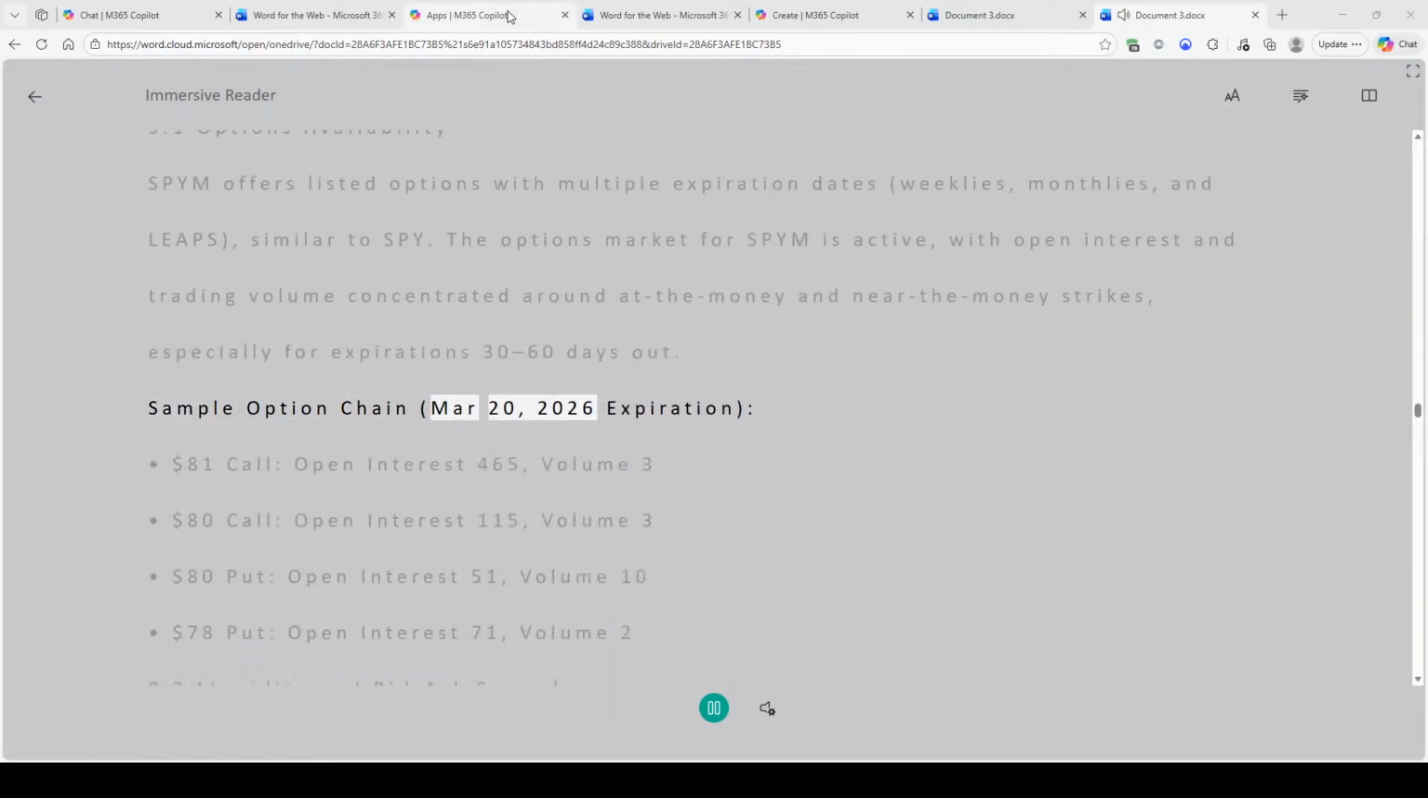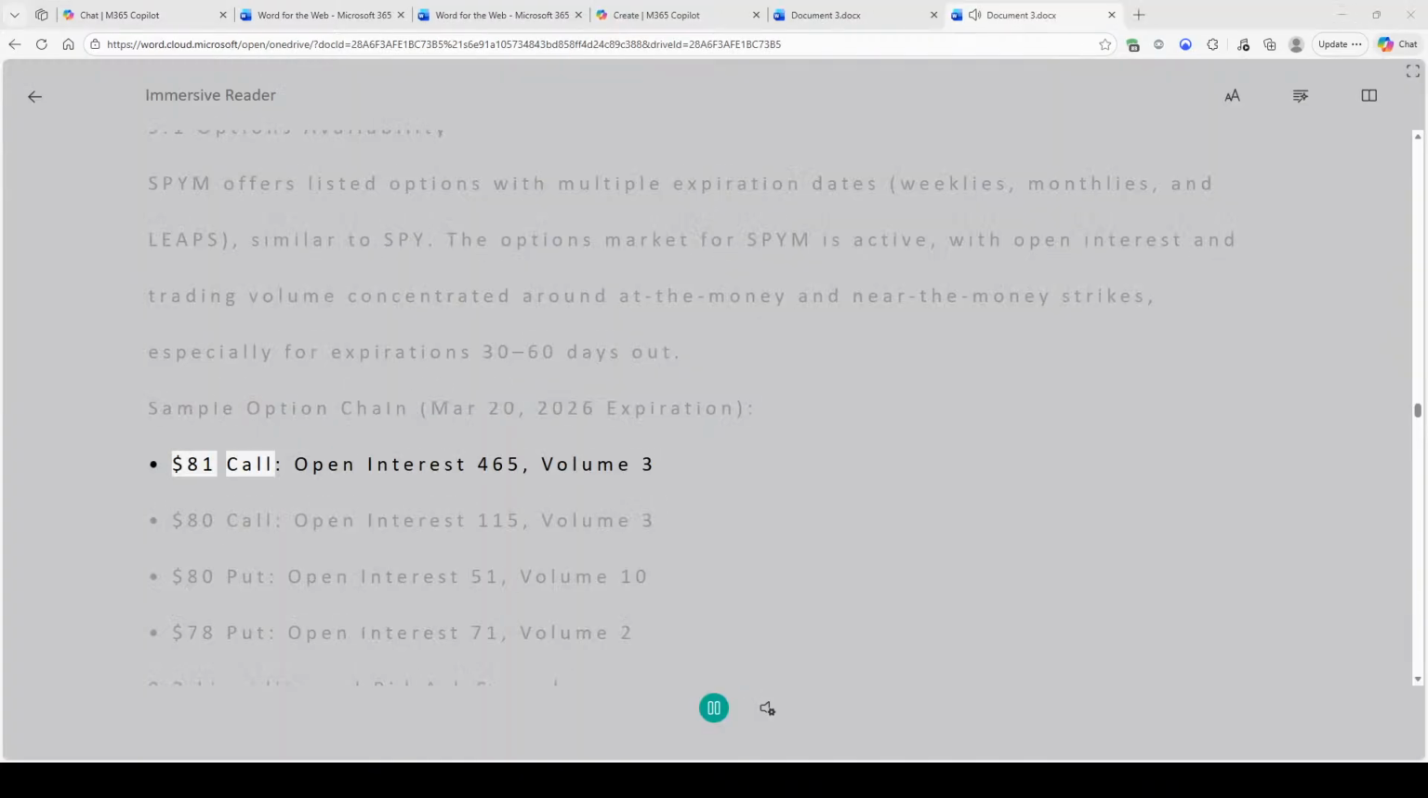Sample option chain, March 20, 2026 expiration. $81 call, open interest 465, volume 3. $80 call, open interest 115, volume 3. $80 put, open interest 51, volume 10. $78 put, open interest 71, volume 2.